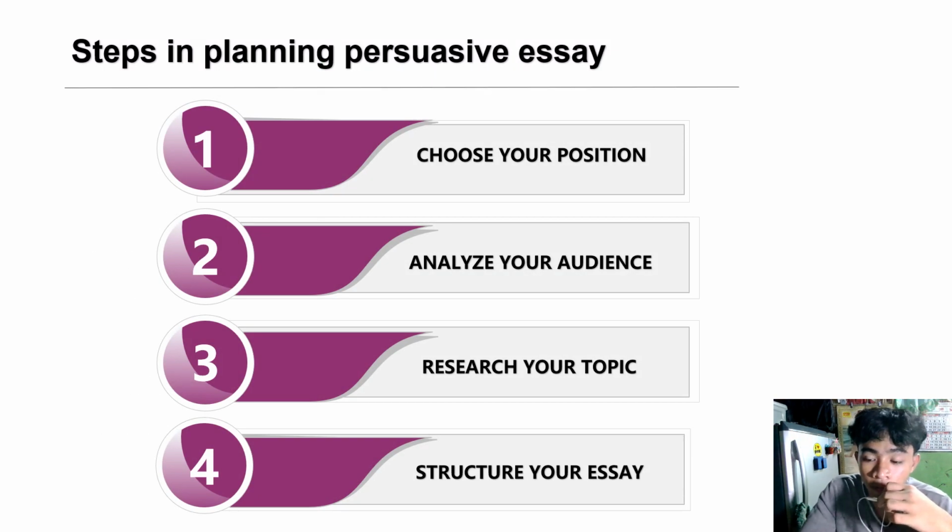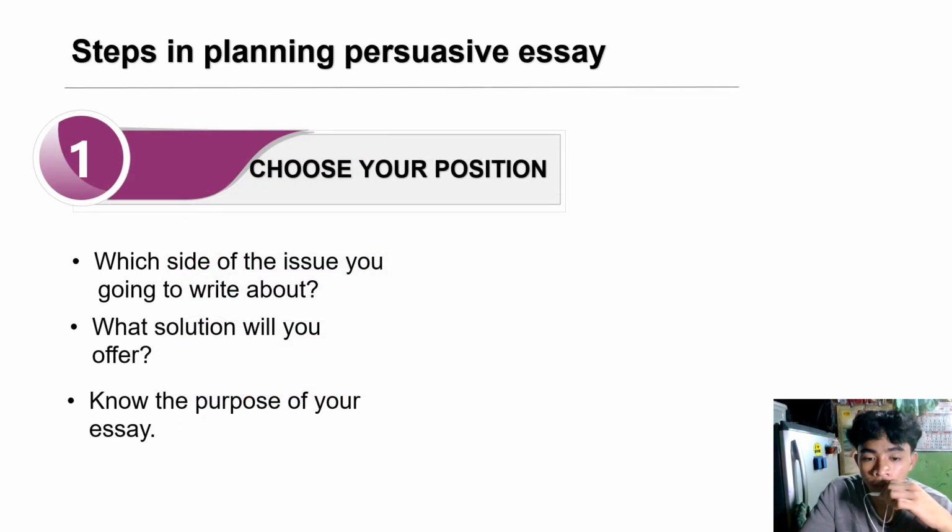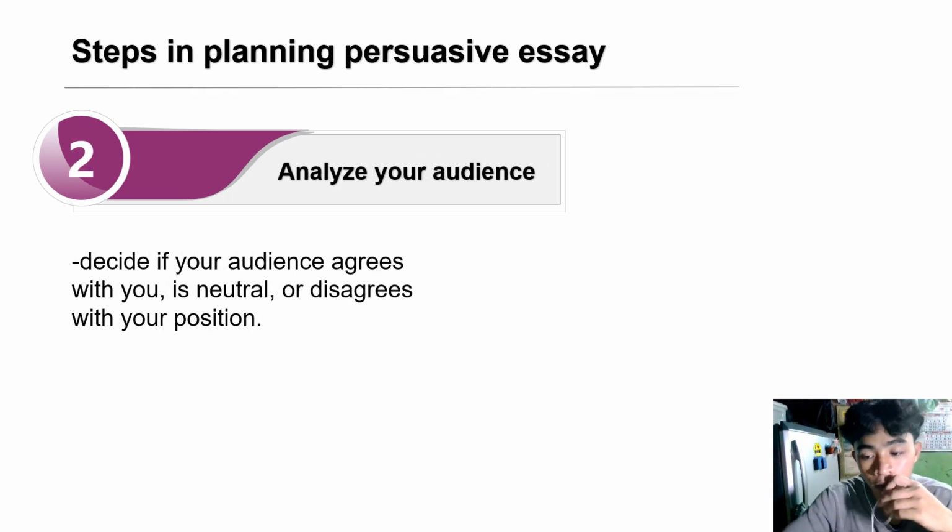Here are the steps in planning a persuasive essay. So first, choose your position. Second, analyze your audience. Third, research your topic. And last, structure your essay. So the first, choose your position. Which side of the issue are you going to write about? What solutions will you offer? Know the purpose of your essay. Second, analyze your audience. Decide if your audience agrees with you, is neutral, or disagrees with your position.